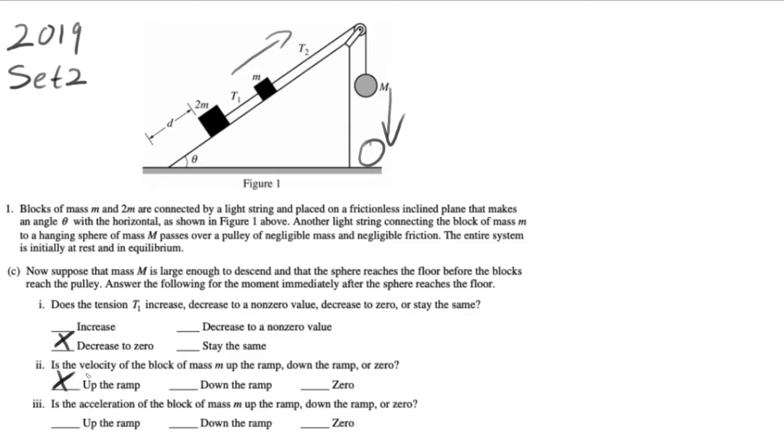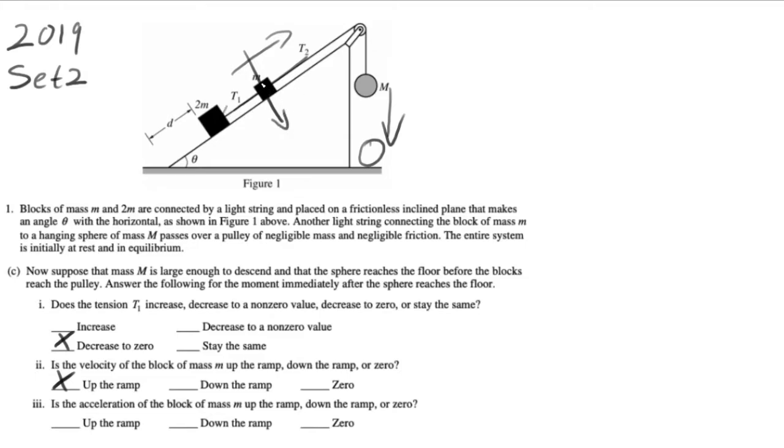C triple I is the acceleration of the block, mass m, up the ramp, down the ramp, or 0. So we know that block m only experiences gravitational force, and that's the only force contributing to the acceleration of the block. So we know that gravitational force is down to the ground, split into horizontal and vertical components being parallel and perpendicular to the ramp. We found out that the gravitational force contributes down the ramp and into the ramp.